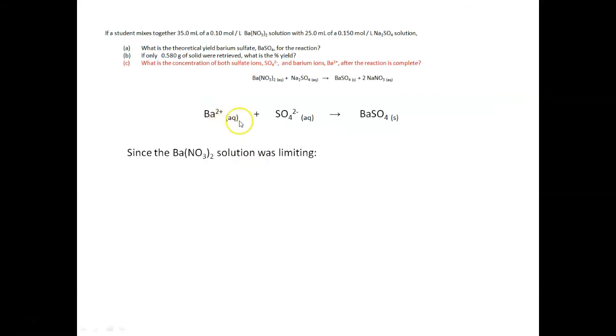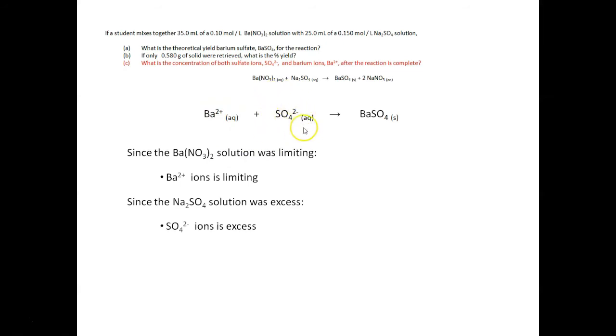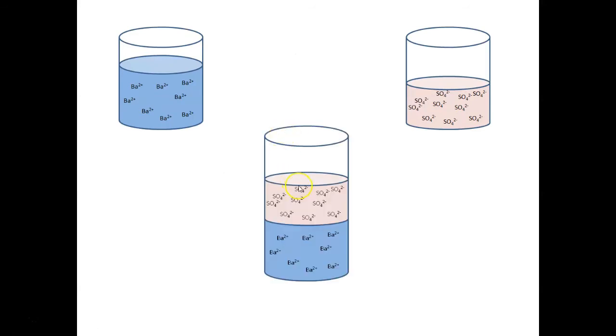We know that my barium nitrate solution was limiting, so as a result, this ion is going to be the limiting ion. Because it came from my limiting reagent, it's going to run out first. And we know that my sodium sulfate solution was excess, so this ion is excess, and it's not going to run out. So when I look at my combinations, as they bump into each other, they're going to form a precipitate down at the bottom.